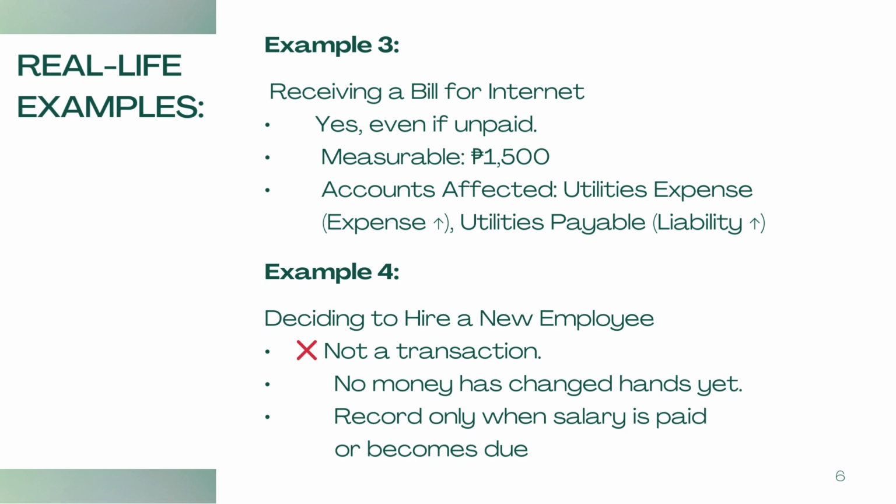Example 3. Receiving a bill for internet. Yes, it's a transaction even if unpaid. It's measurable. 1,500. It affects utilities expense and utilities payable. Example 4. Deciding to hire a new employee. Not a transaction yet. No money exchanged yet. You'll record it later when salary is paid or due.